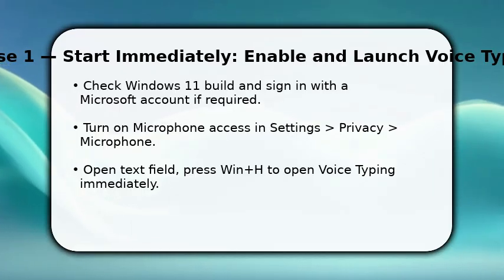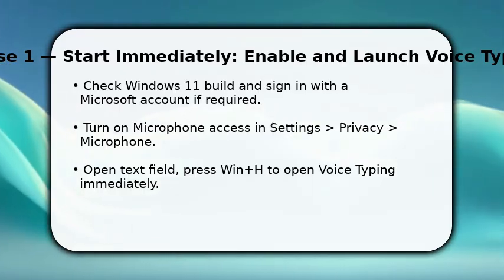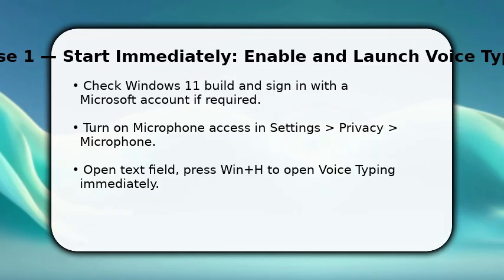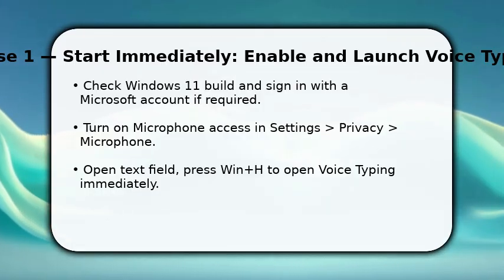You'll see a microphone button. Click it or press Win+H again to toggle listening. This gets you into an active dictation state right now.